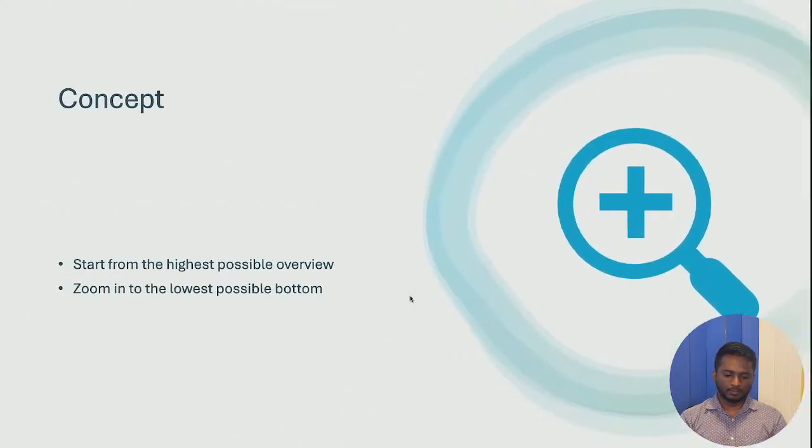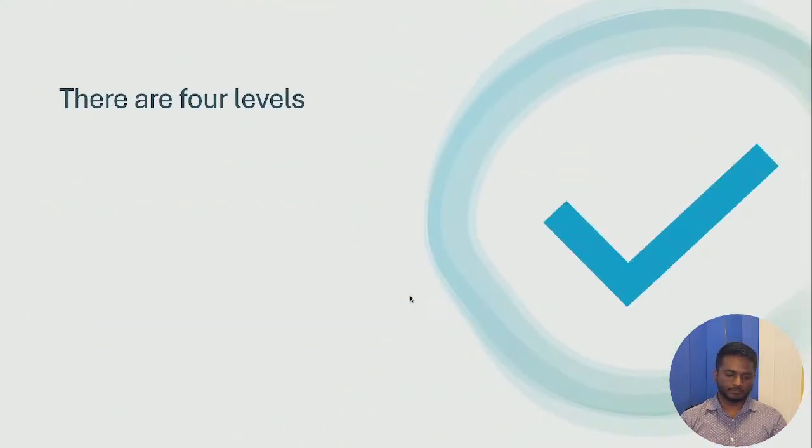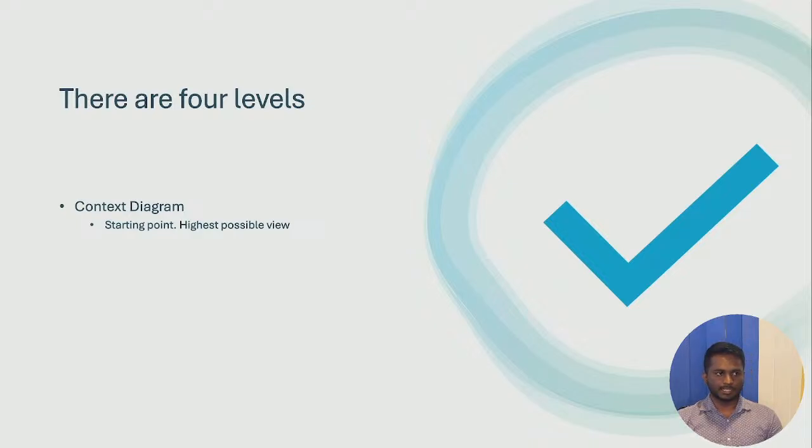So to do that, there are 4 levels. The first level is the context diagram. This is the starting point, the highest possible view. In this context diagram, we will be considering the system as a single component and all the other external parties that will be interacting with it. So I will explain this further in the next slides.